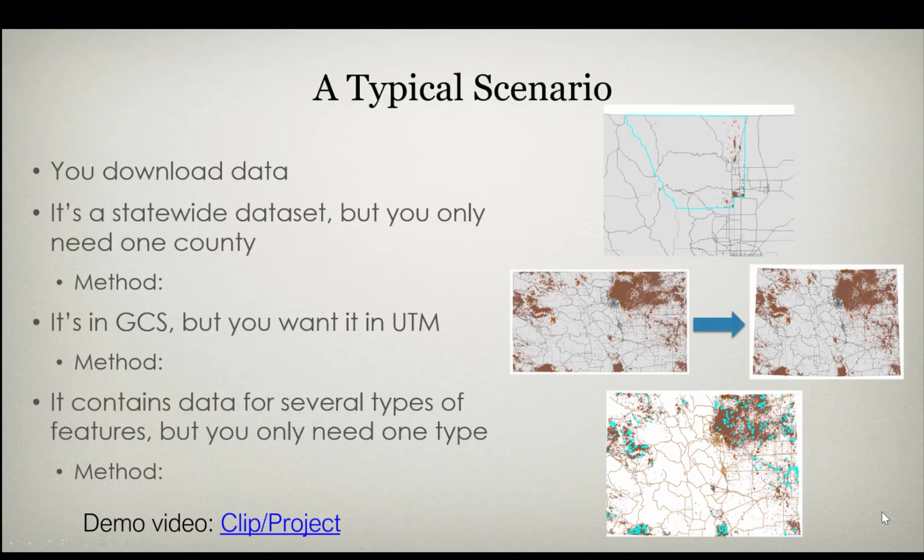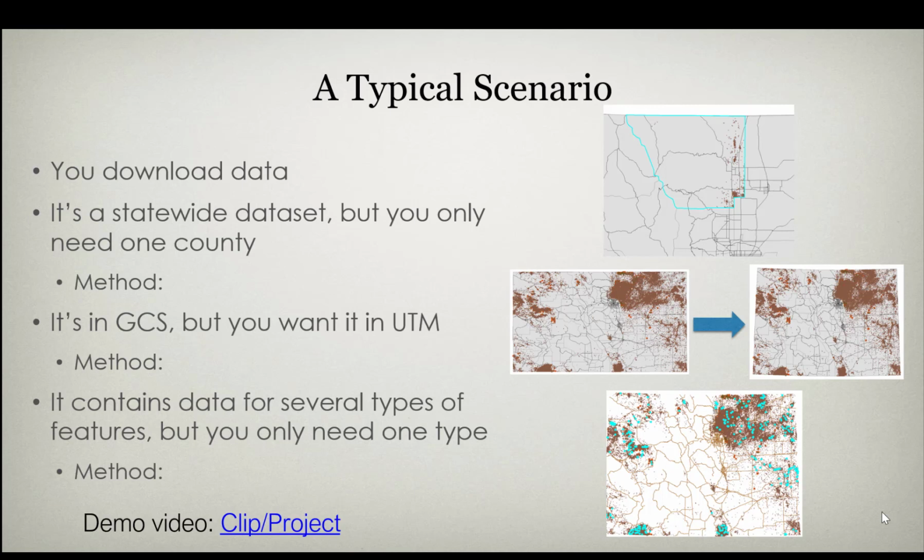So in the first part, we were looking at a typical scenario where you download data and then you need to get it ready for analysis. You might need to clip the data down because it's for a larger area than you need. You might need to project your data because very often when you download data, it's in GCS, Geographic Coordinate System, but you want it in a projected coordinate system like UTM.